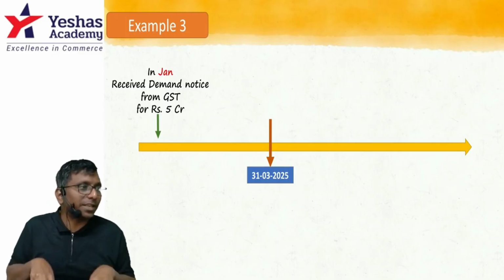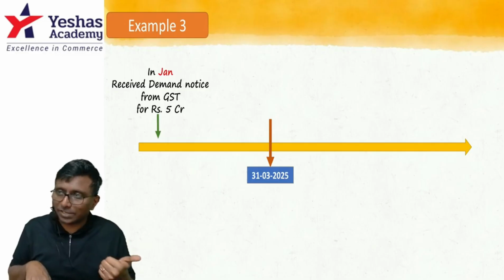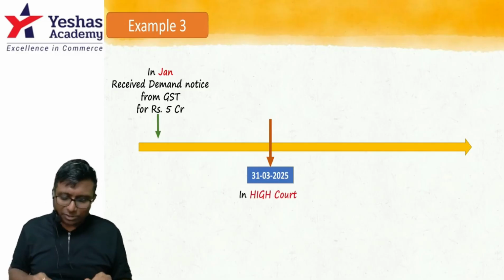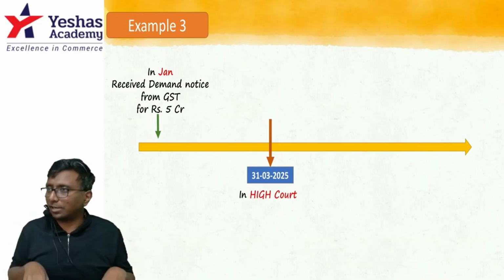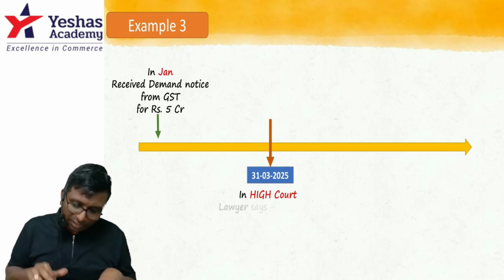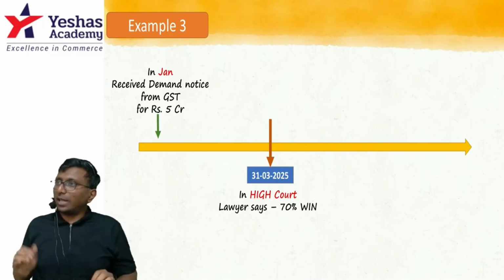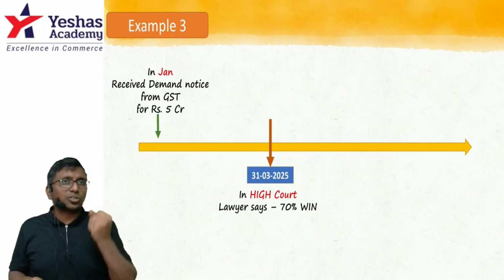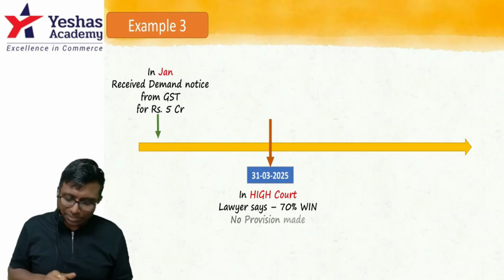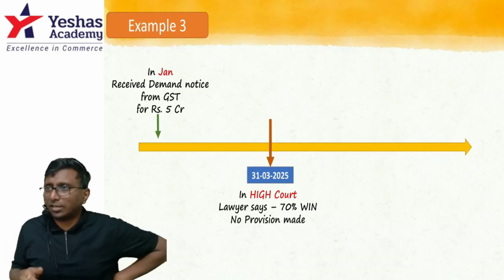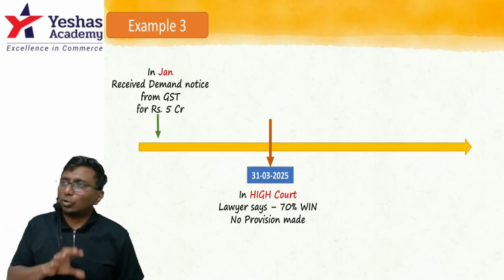The demand notice says you have to pay tax, GST, whatever it is, 5 crore rupees in the month of January. What did you do on 31st March? As on 31st March, I had already gone to court and was not accepting their demand. We asked our lawyer, whom we must have appointed, and the lawyer said there is a 70% chance to win, which means there is a 30% chance to lose. He's an expert, so according to his opinion I did not make a provision.